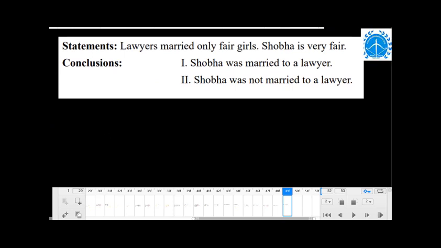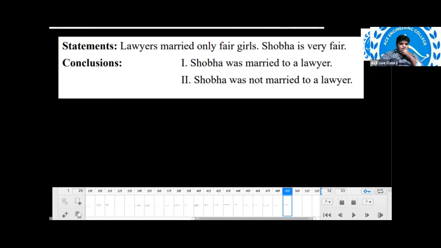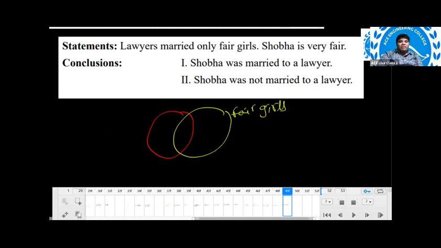Liars married only fair girls. Liars married only fair girls. Liars, everybody not a man. Don't write it incompletely. Okay. Liars married only fair girls. Clearly read the statement next.